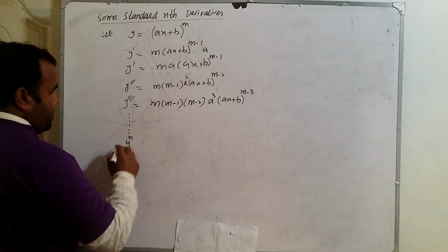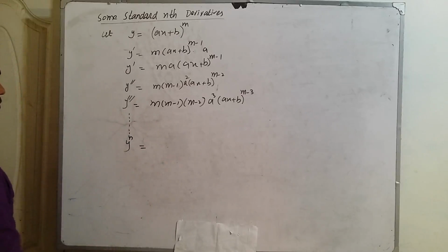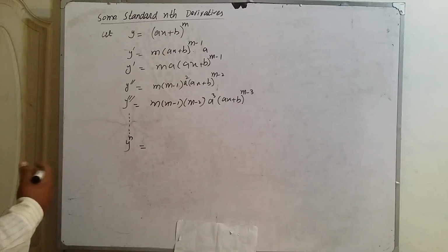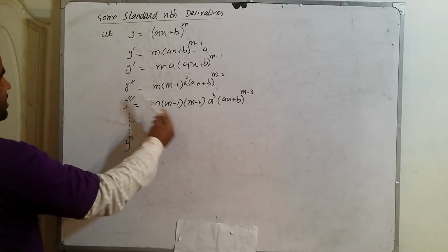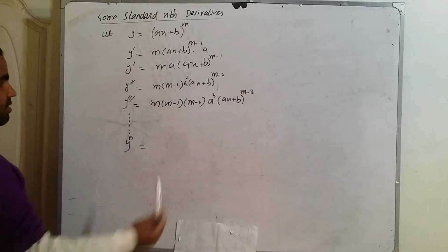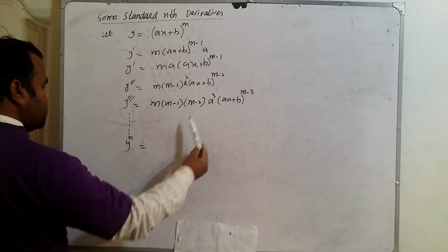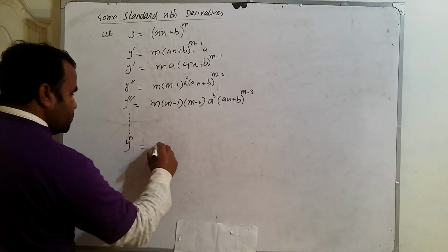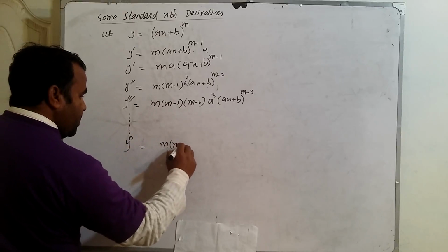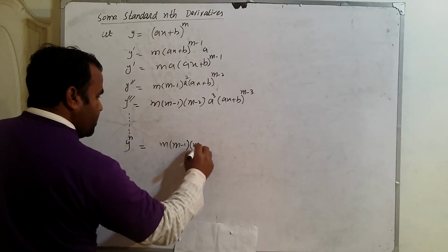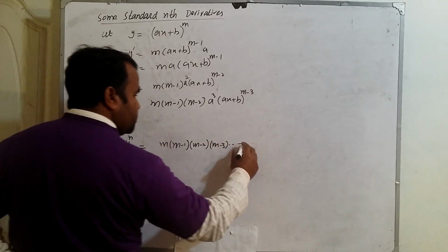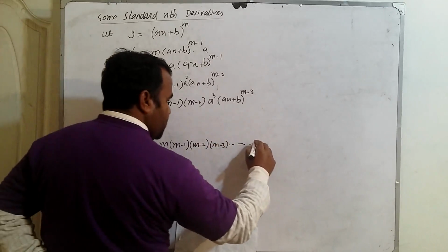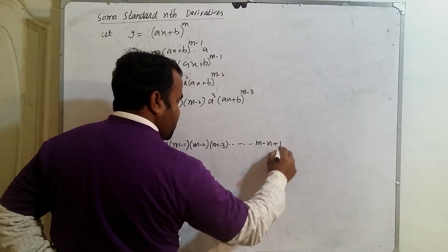yn, the nth derivative. First derivative, second derivative, third derivative. So what is the sequence? The sequence of m: in the first derivative it is m, in the second derivative m into m minus 1, and in the third derivative m into m minus 1, m minus 2. So it will go to m into m minus 1, m minus 2, m minus 3, and so on up to m minus n plus 1.